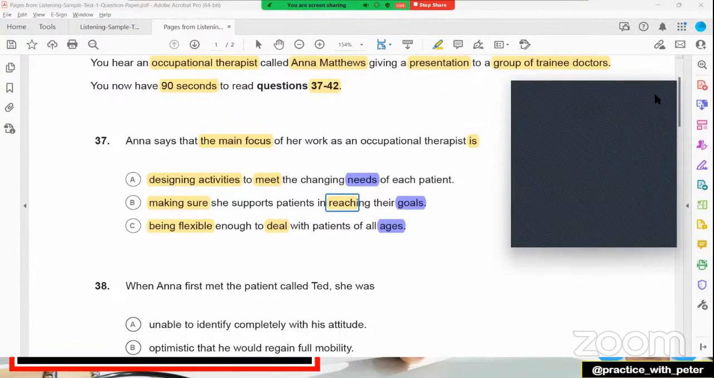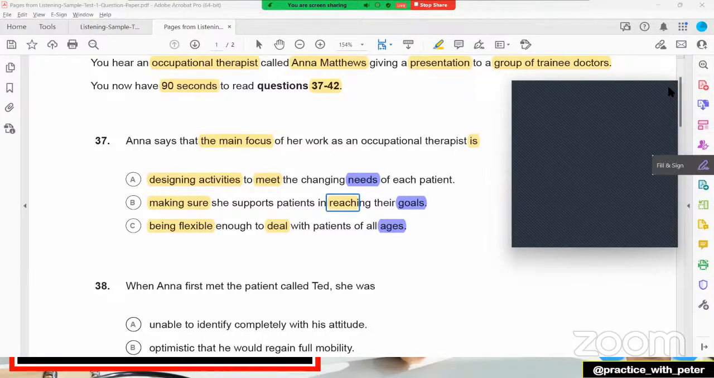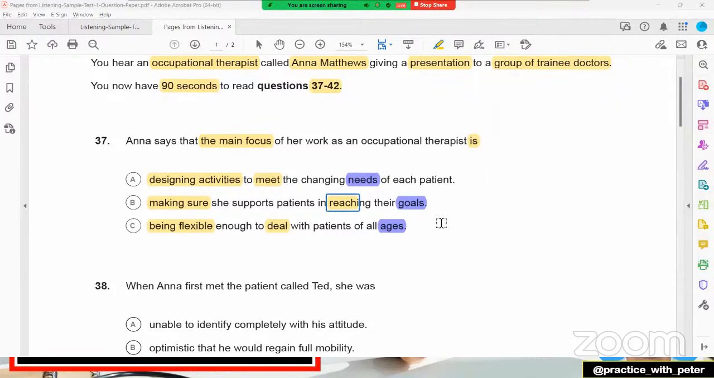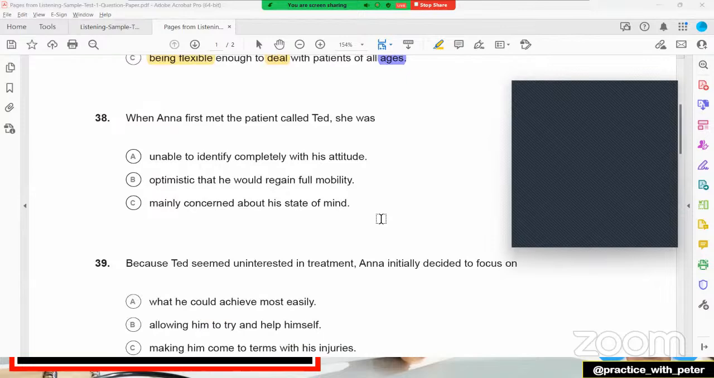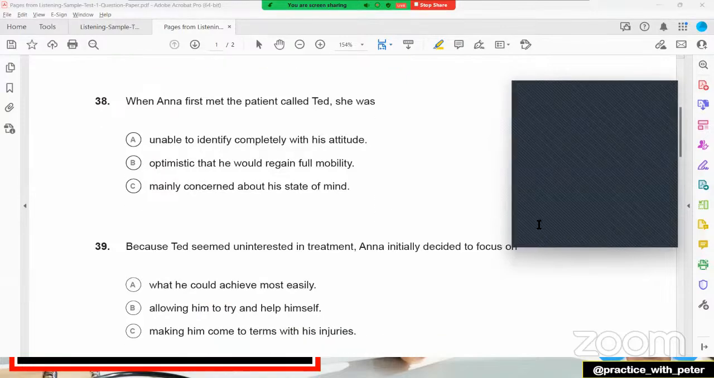Right. This is question number 37 done. Then next we are going to question number 38. Question number 38 is here.